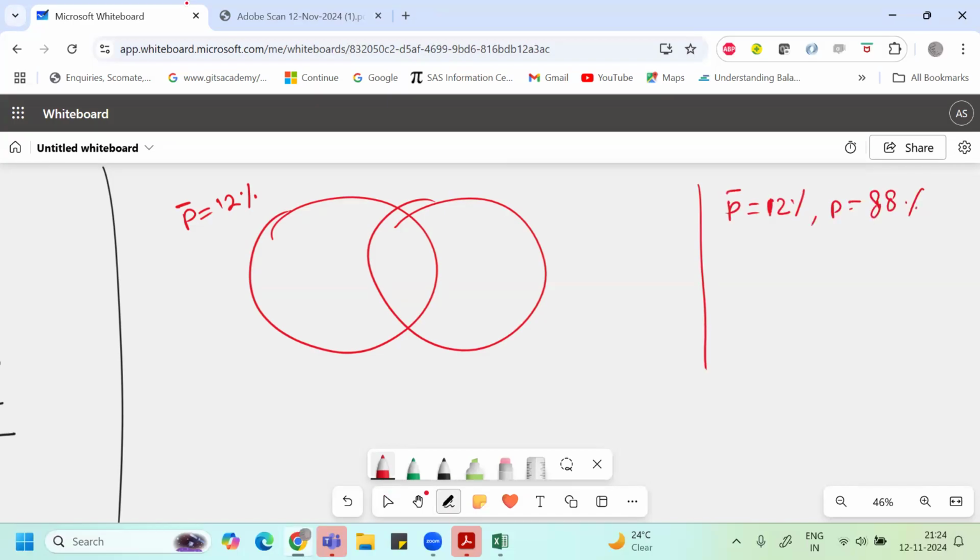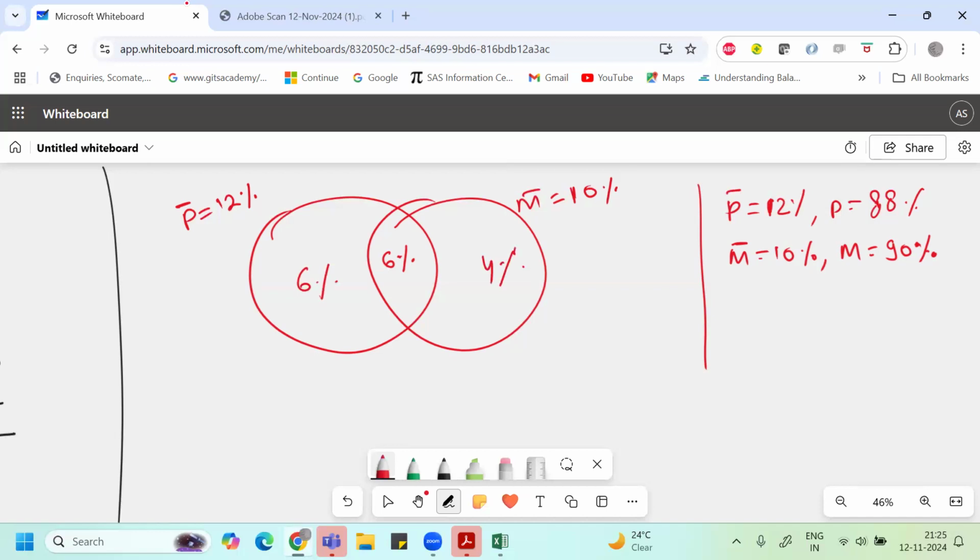And then 10% failed in maths. So 10% are failed in maths. So how many are passed in maths? 90. Clear na? And then 6% failed in both. So this would be 6 and this would be 4.